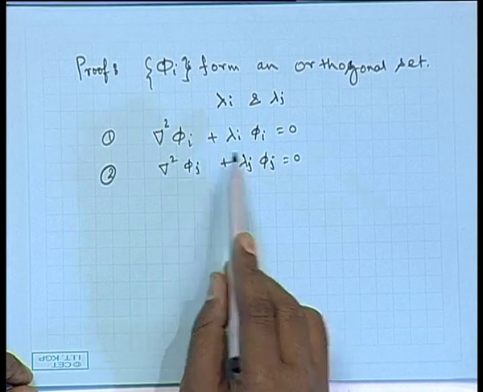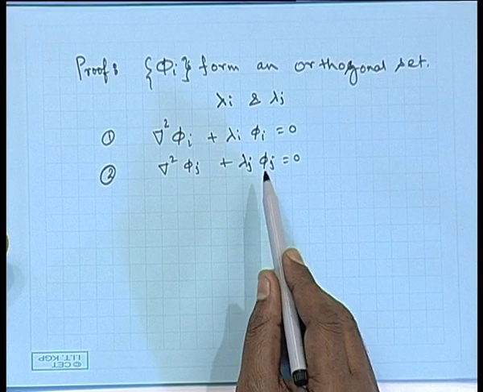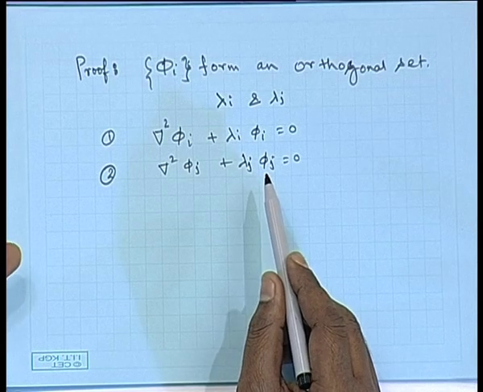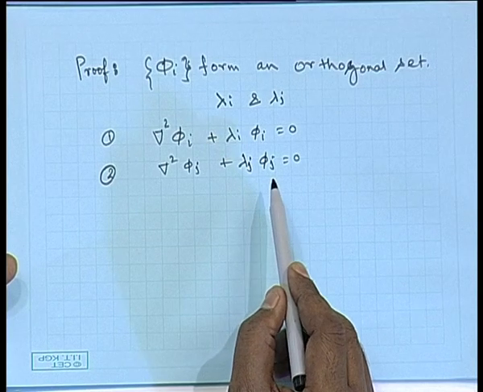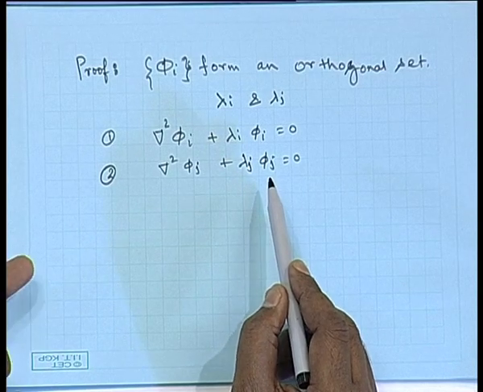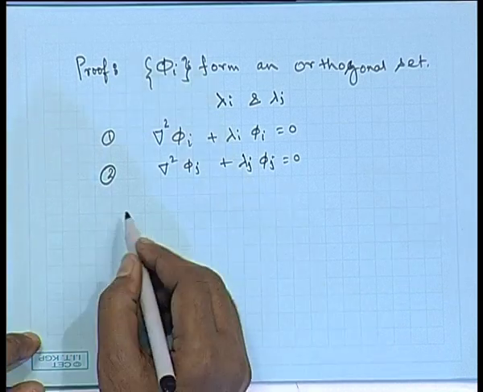You multiply equation number 1 by phi j dv and integrate over the volume. You multiply equation number 2 by phi i dv and integrate over the volume and then subtract. Okay. If you do that, let us see what you get.